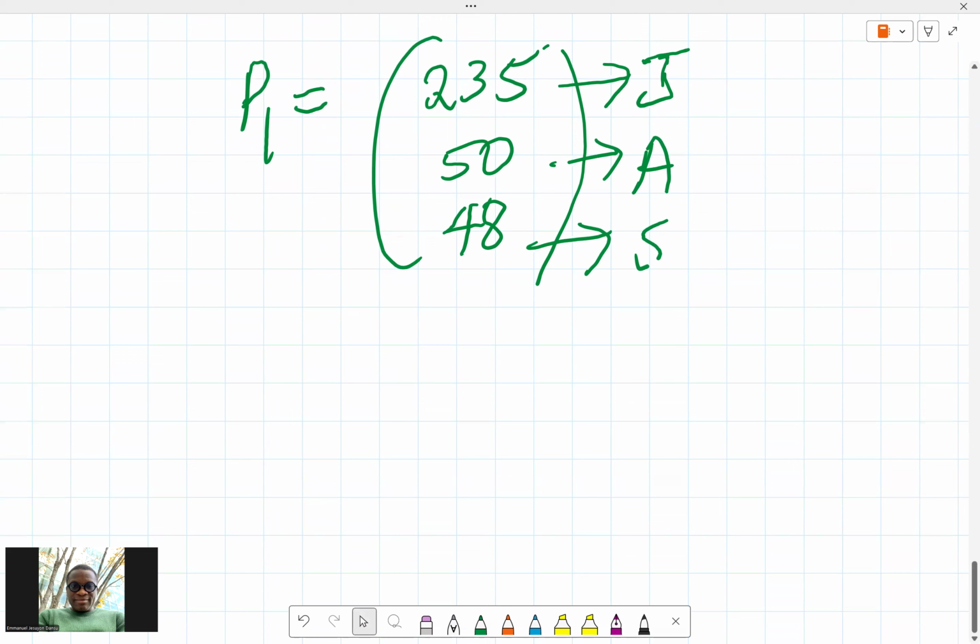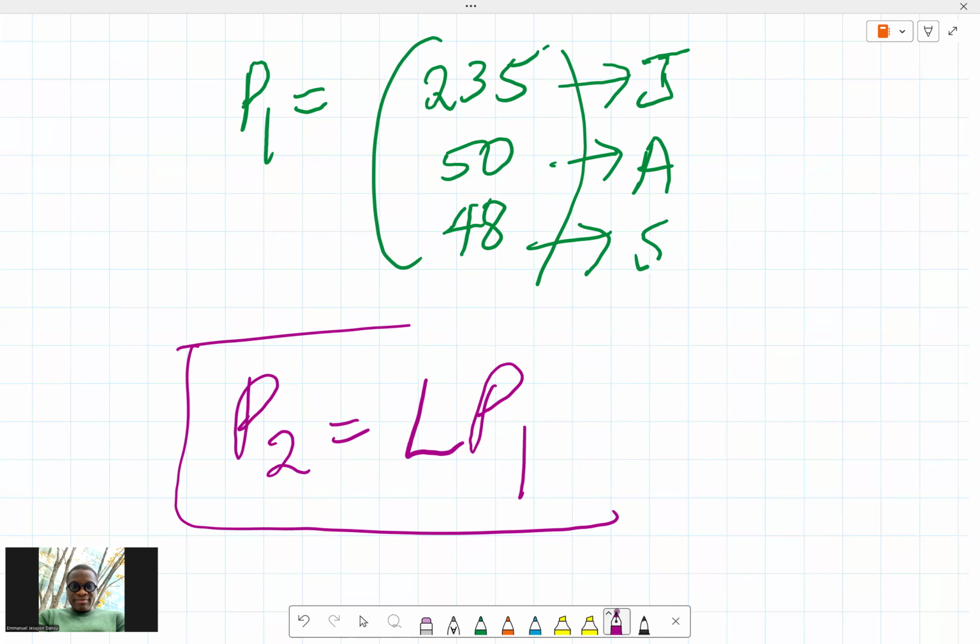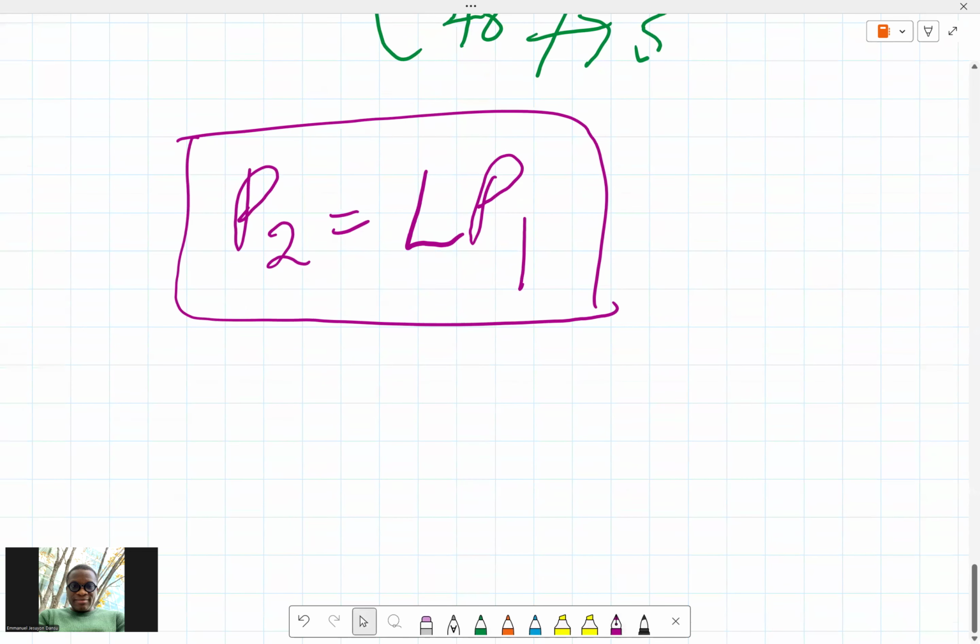So if we want to have the next time step again, the next time step is going to be P2 equals LP1, and then we can keep going like that. Okay, so that can keep going.